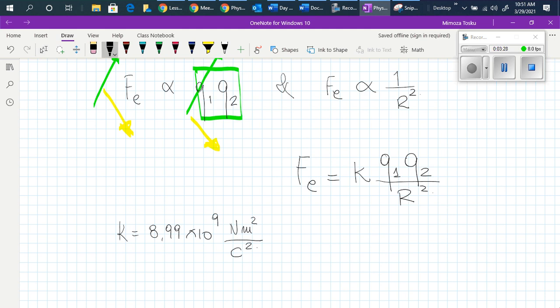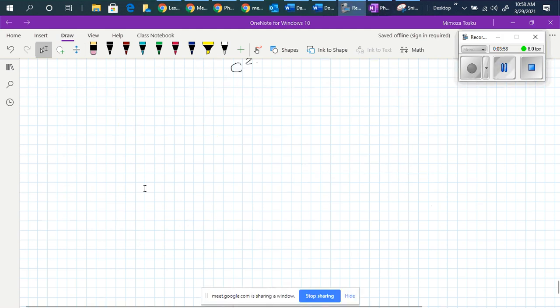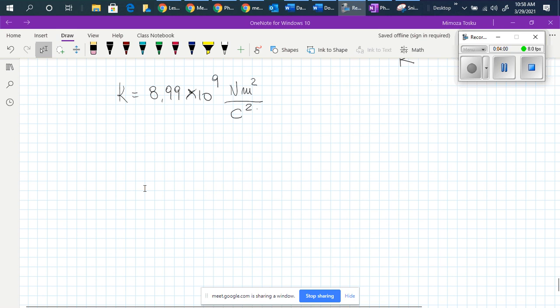When you put those two direct proportional findings into Coulomb's law, to make them equal, you have to add what is known as Coulomb's constant to honor the work that he did, and it is in your formula sheet: 8.99 times 10 to the power of 9. So this is Coulomb's law.